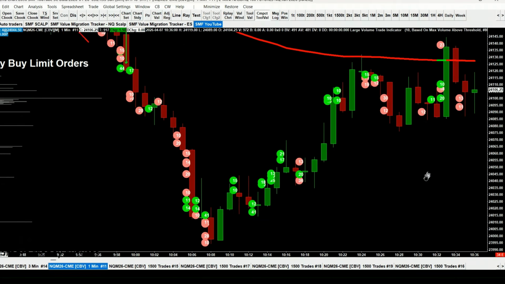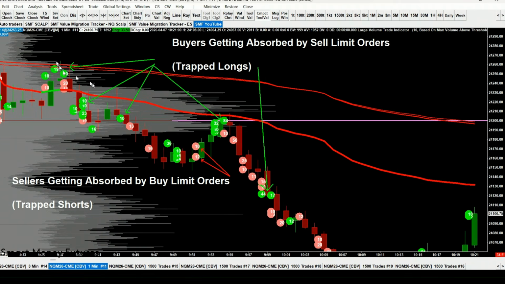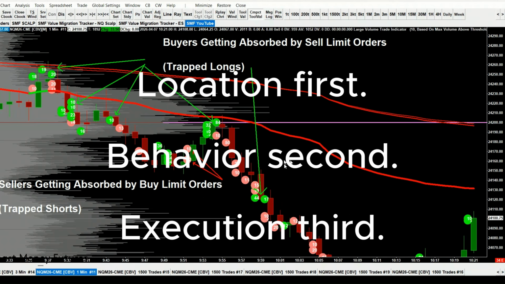If the market holds above the reclaim area, trapped sellers may become fuel back toward the next target magnet. The target magnet could be VWAP, value low, POC, value high, or a prior high volume area depending on the session structure. That is professional order flow thinking. Location first, behavior second, execution third.